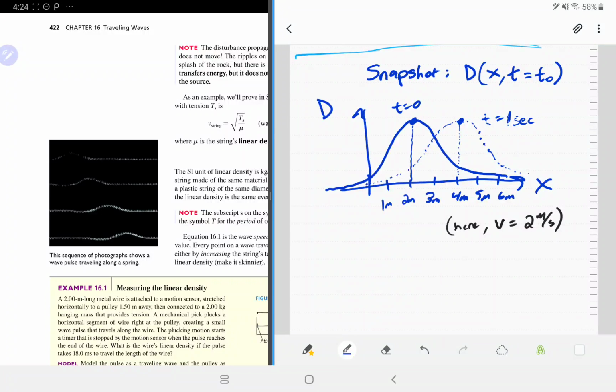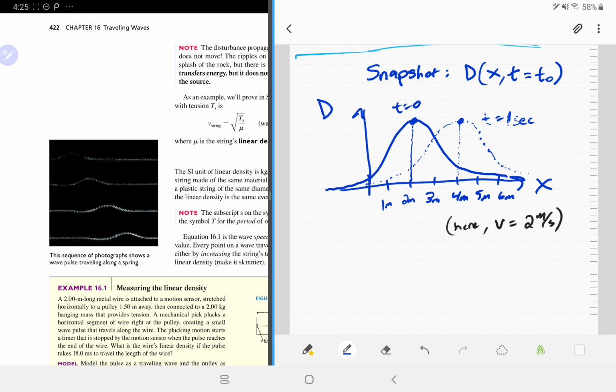Now you want to be careful. This V is the wave speed. This is the speed that the pulse is traveling to the right. That's different than the speed of any piece of the rope, or piece of the string. Remember, any piece of the string is just traveling up and then down. So the particle speed is not the same thing as the wave speed.